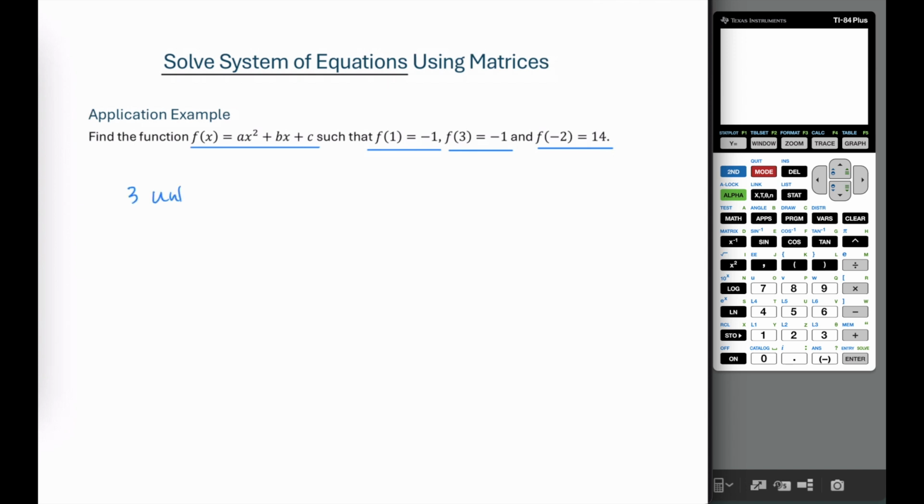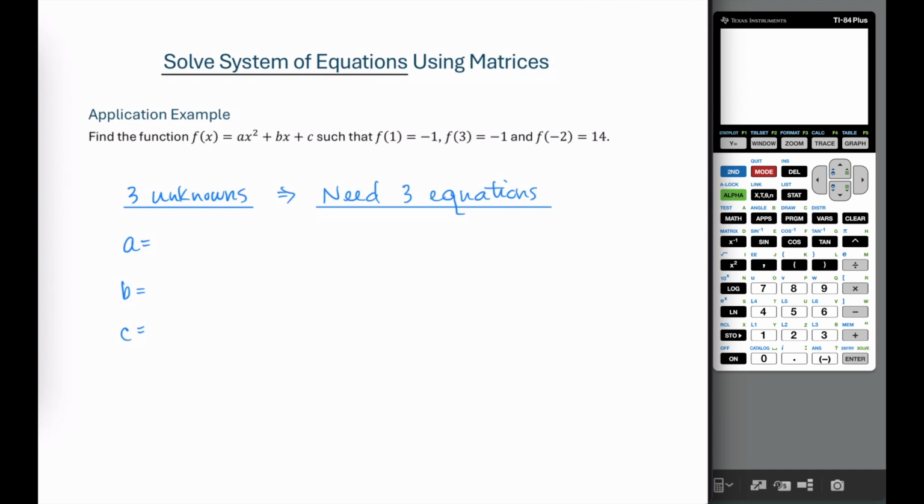Essentially, we have three unknown quantities. We want to find the coefficients of this quadratic function, a, b, and c. And when we have three unknown quantities, we're going to need three equations that contain those unknown quantities in order to find a unique solution.